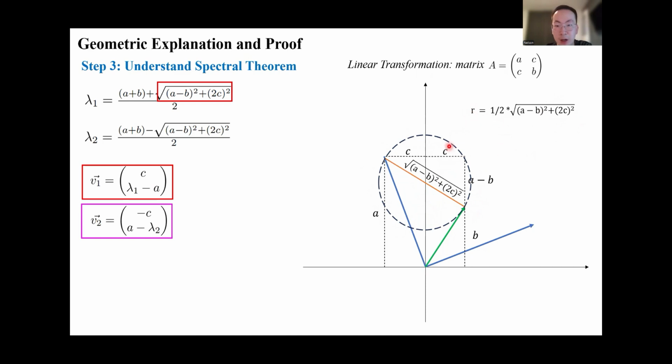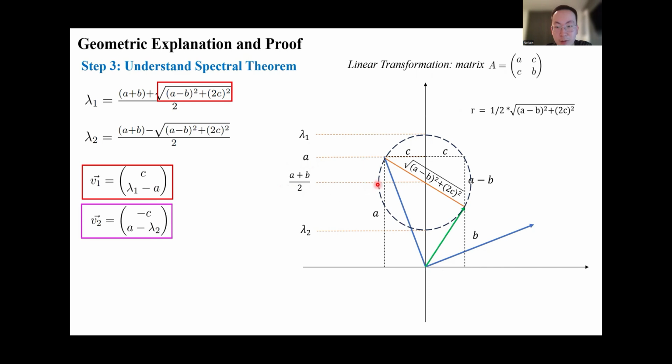Knowing this, I will calculate the heights of these four points. Let's start with this point with height A here. Why does this point have height A? Because it has the same height as this point. This point has height A, so this point also has height A.